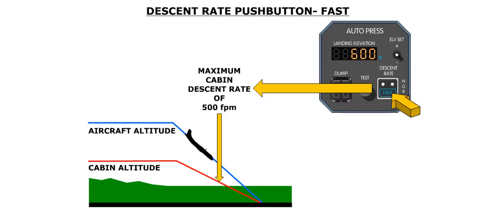The maximum rate of descent can be changed by pressing the descent rate push button on the automatic pressurization control panel. When this push button is pressed in, the digital controller will use a maximum descent rate of 500 feet per minute. You should note that this push button has no effect on the maximum climb rate. The normal position for this push button is the released out position.